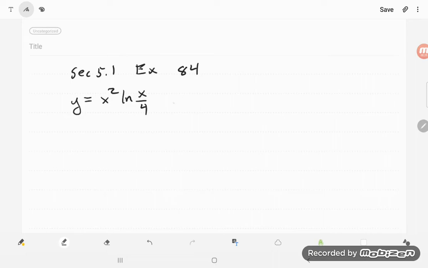Now, again, I might use the properties of logarithms to write this as x squared times the log of x minus the log of 4. And so I could write this as natural log of 4 times x squared, and then minus x squared log x.